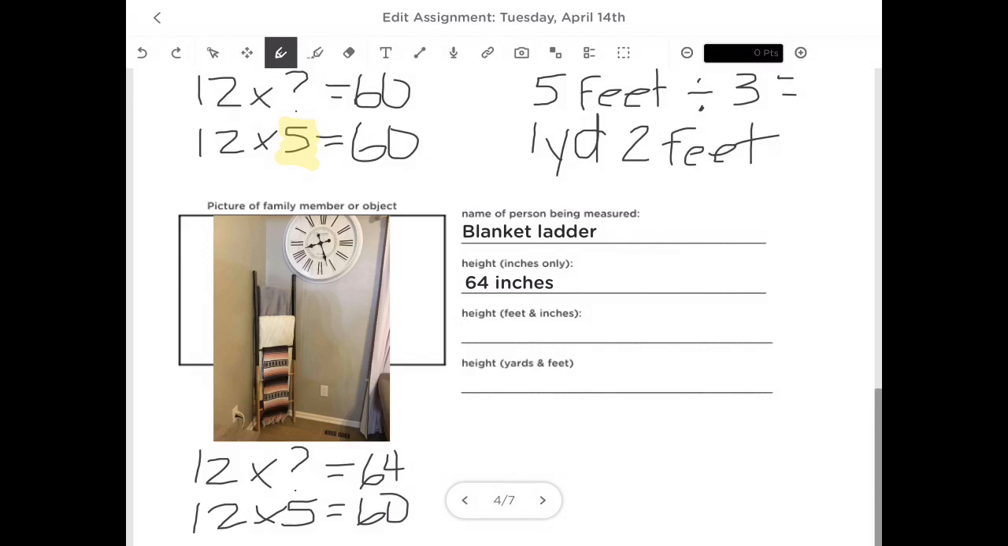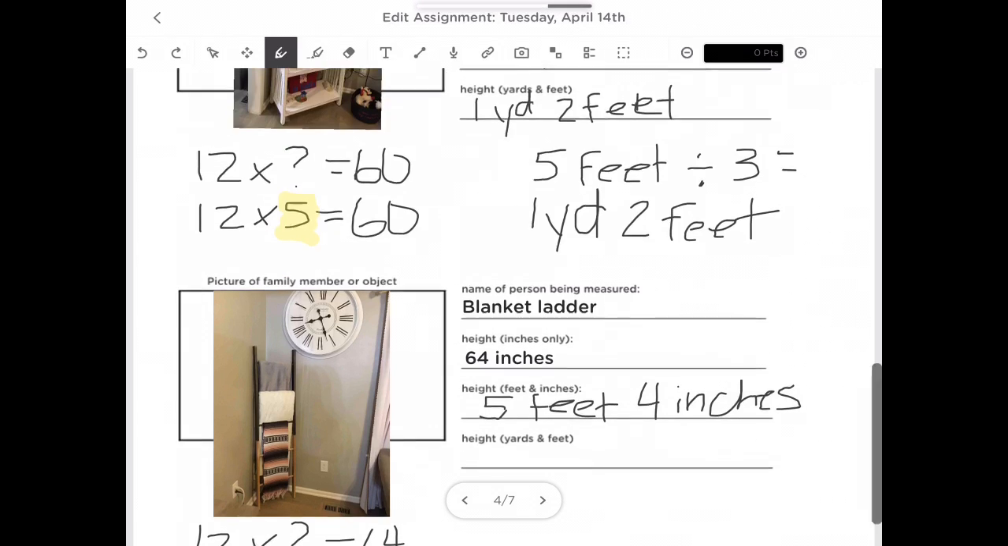So in this case, my blanket ladder is going to be 5 feet, because that's what this number gives you here. Whatever you're multiplying by 5, that's how many feet. And then whatever is left over, so you're going to subtract that 64 minus 60 to get your remaining inches. So 5 feet and 4 inches.